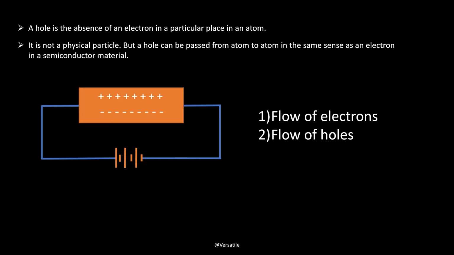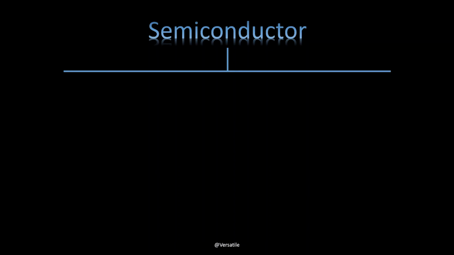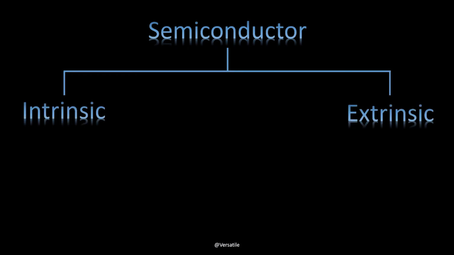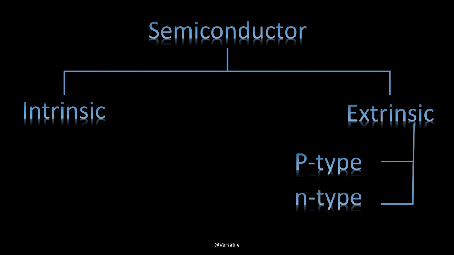Fine. And semiconductors are of two types: intrinsic and extrinsic. Extrinsic semiconductors can be further divided into p-type and n-type, which we'll discuss in the next video.